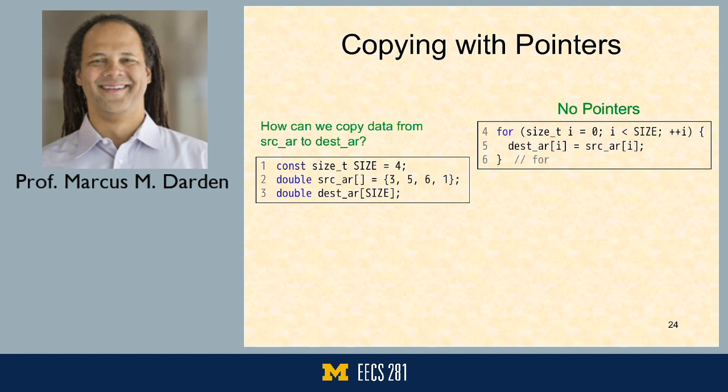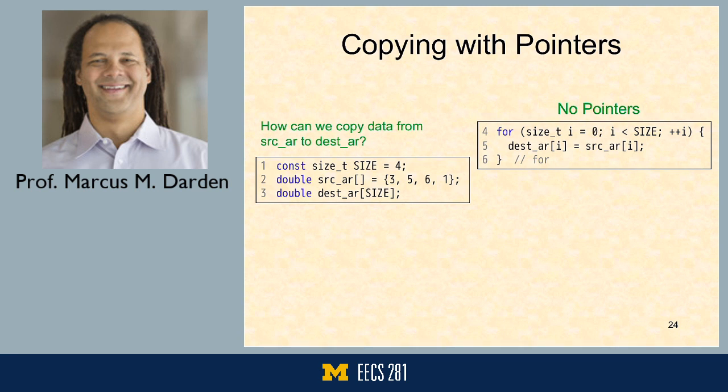Copying with pointers. This one is a good illustration of what's going on, or some of the way that the STL works. Here you see I've got some source array and some destination array declared in lines 2 and 3. The goal here is to copy these 4 numbers, 3, 5, 6, 1, over to the destination array. An easy way to do that with no pointers would be to just write this for loop with square brackets access for write, square brackets access for read, put an assignment operator in the middle, and the copy happens.